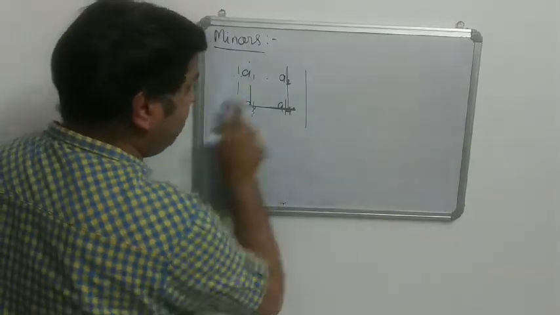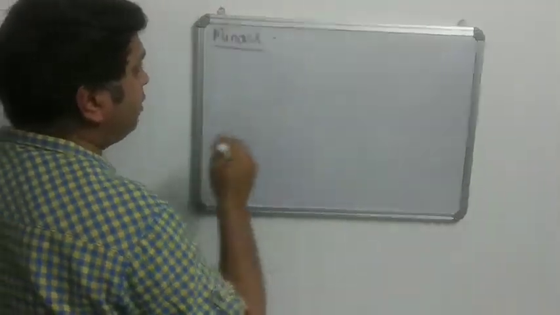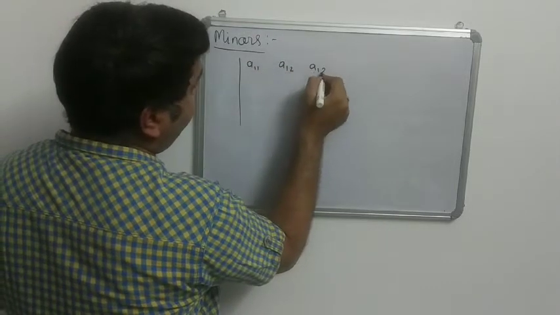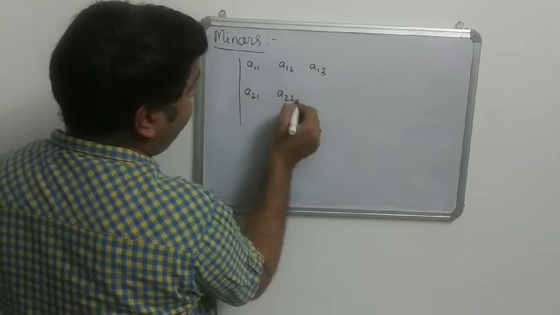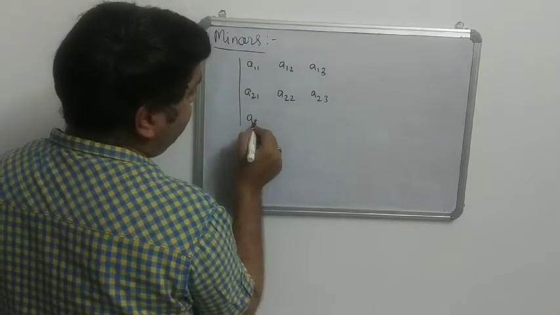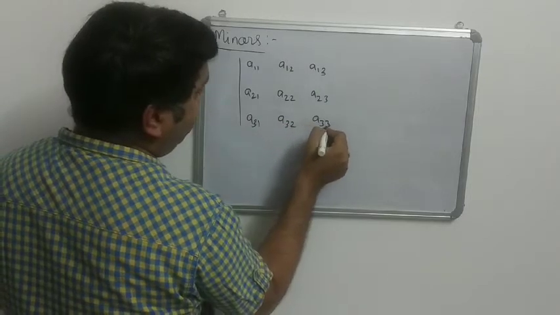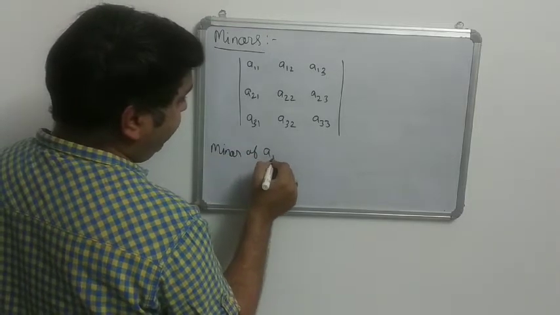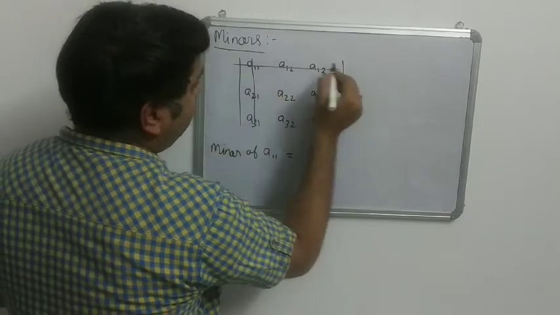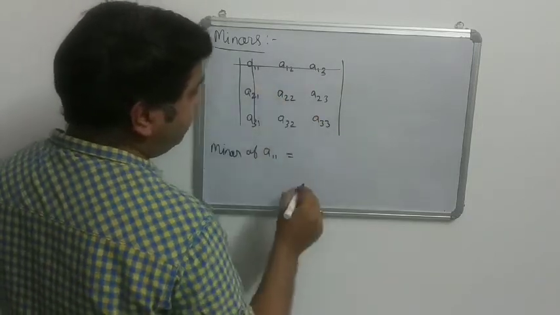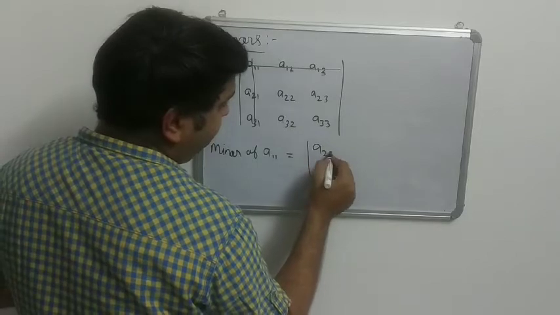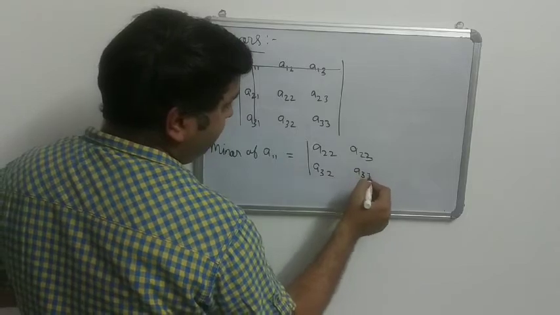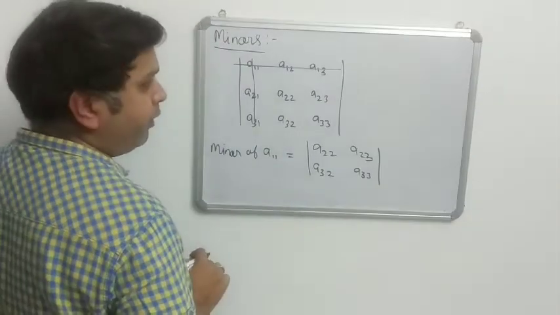So we have a determinant of order 3 which is written as A11, A12, A13, A21, A22, A23, A31, A32, A33. So if you want to find the minor of A11, you have to cancel this row and this column. So the determinant remaining is A22, A23, A32, A33.